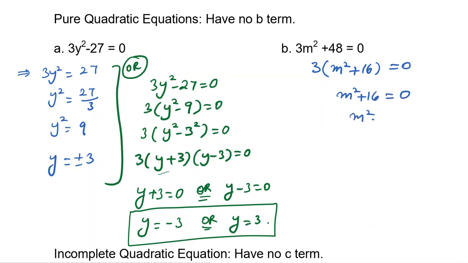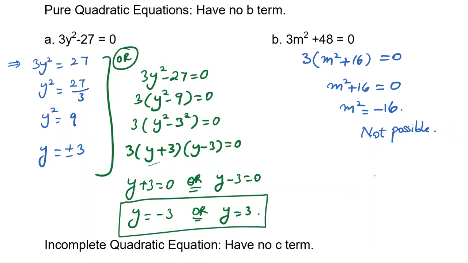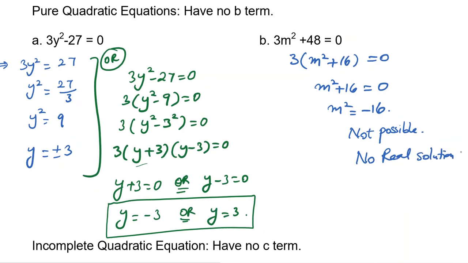And from here, we get m squared equals negative 16. So the square of something is negative. This is a contradiction, so this is not possible. So in this case, we do not have any real solution. This will be the case when the parabola does not intersect with the x-axis.